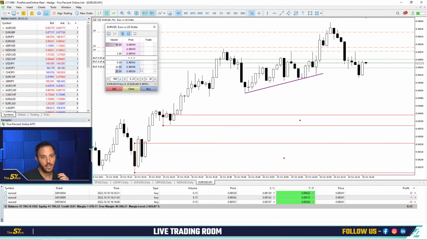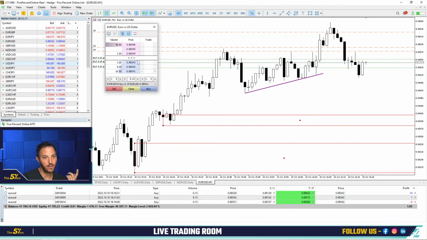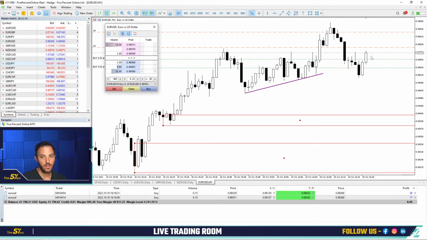So Adam, this is not an indicator, this is just the depth of market. So if you click here, you can predefine your lot size, take profit, and stop loss. And I just use it to enter the market quickly. So that's one trade.